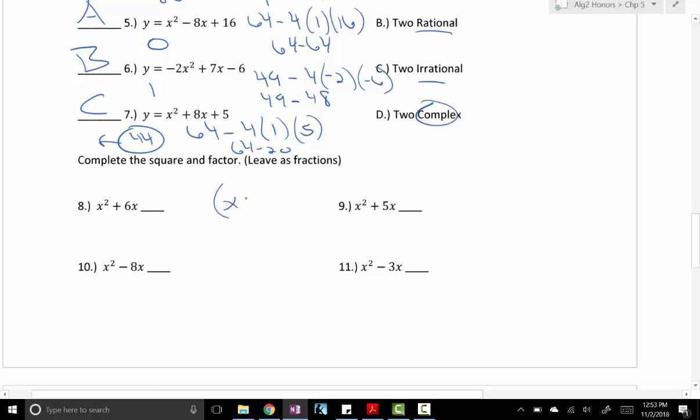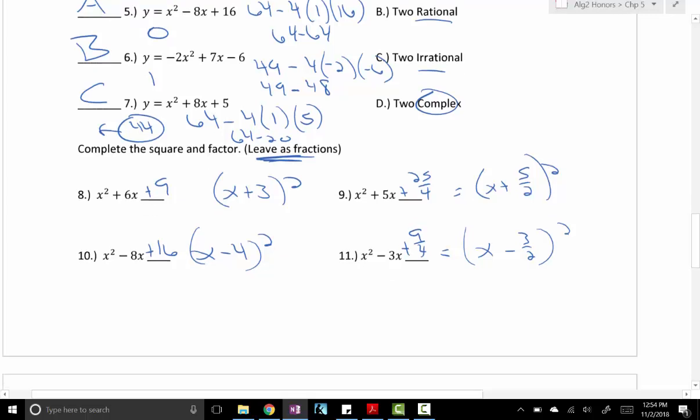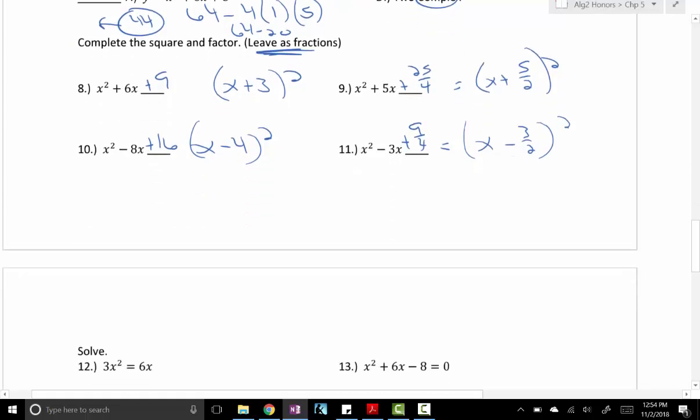So as we do this, x plus 3 squared. 3 squared is 9. X minus 4 squared. 4 squared is 16. X plus 5 halves. Remember, leave it just like that. So plus 25 fourths. Leave it as fractions. X minus 3 halves squared is 9 fourths, and these all turn positive. So this is just getting us ready to do complete the square.